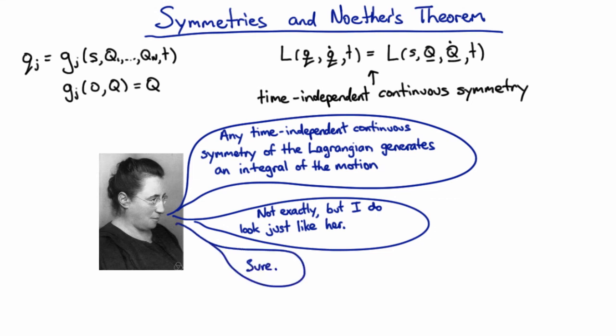Well, there you go. So Emmy Noether was doing her work about 90 years ago, which explains why she uses old-fashioned terms like integral of the motion instead of conserved quantity. But what she discovered, essentially, was that this time-independent continuous symmetry of the Lagrangian meant that there was definitely a conserved quantity. So if you can find a symmetry of your system, you can find conservation laws.